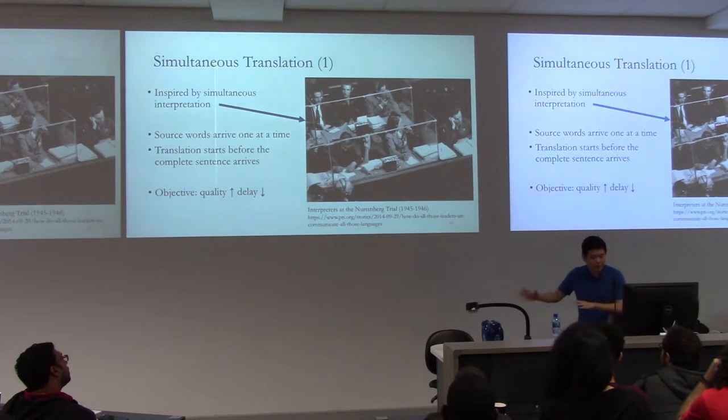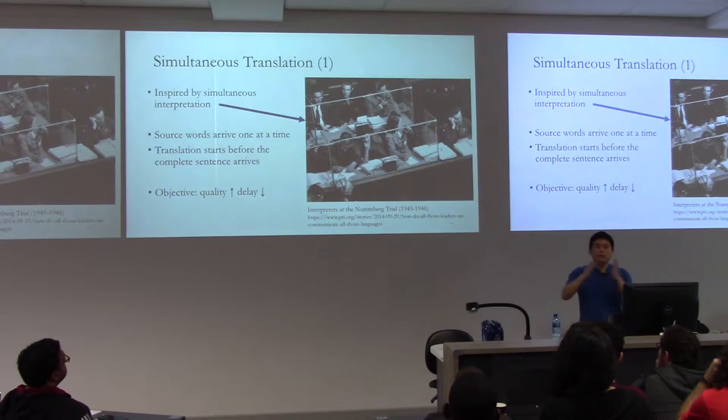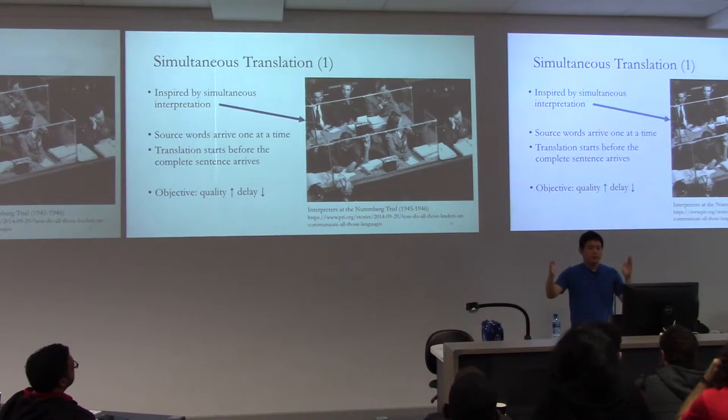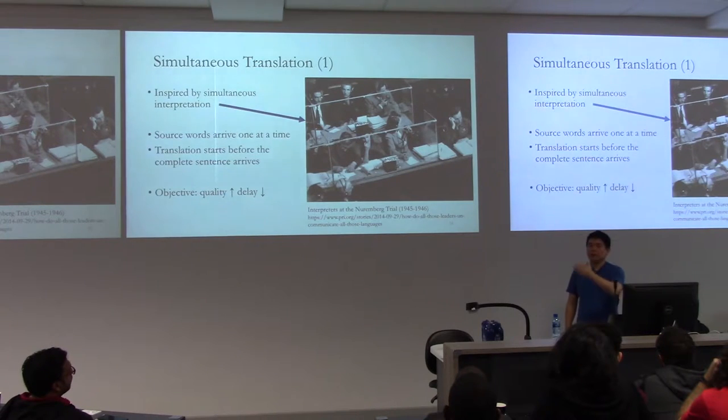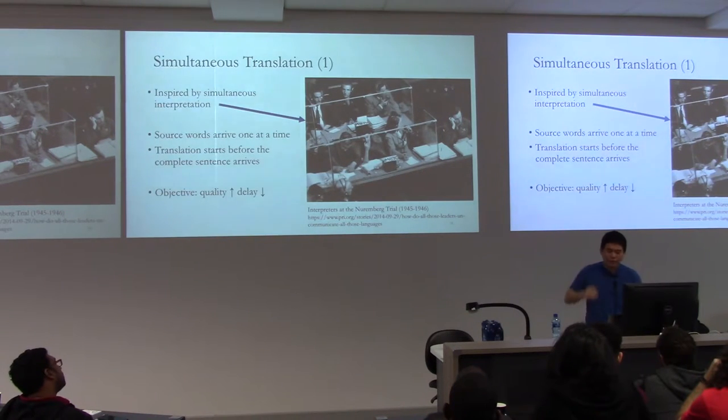Inspired by this, simultaneous translation is where we don't assume that the full source sentence is available at once. We assume there's one source token arriving at a time, and then we can wait for it, or we can start generating the translation. The objective is to increase the quality while minimizing the delay. Now, obviously, there's no large enough data set for this.